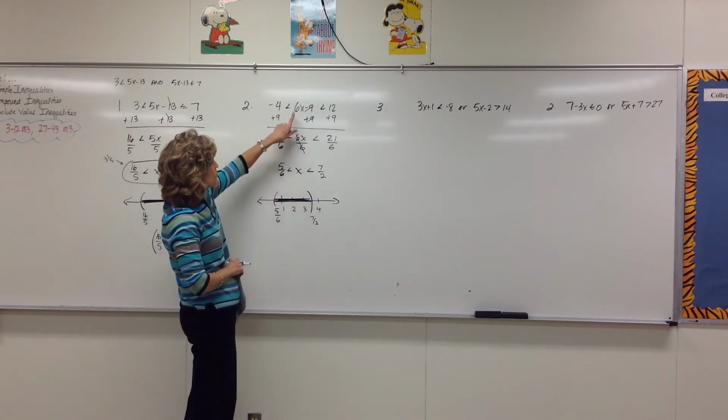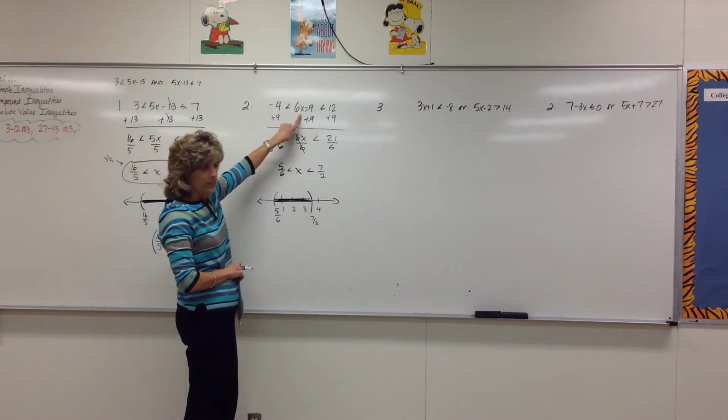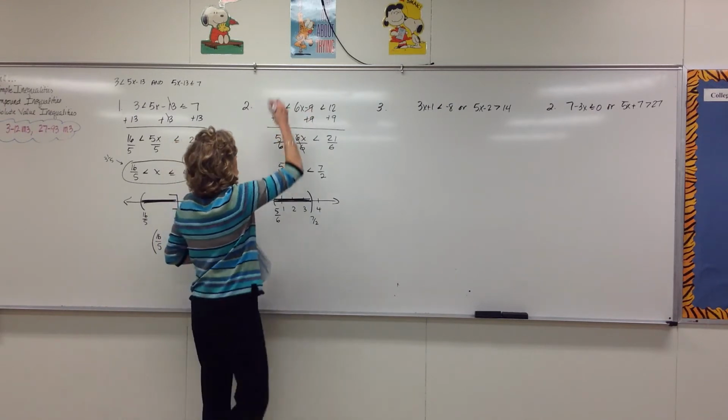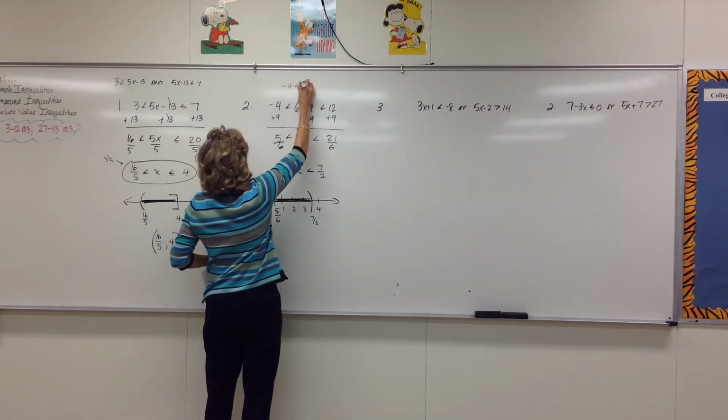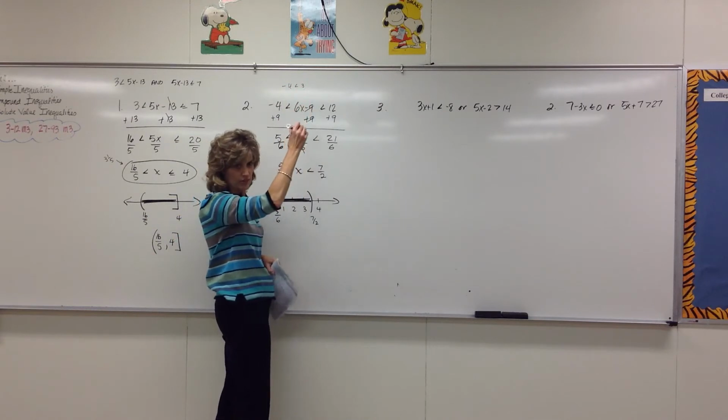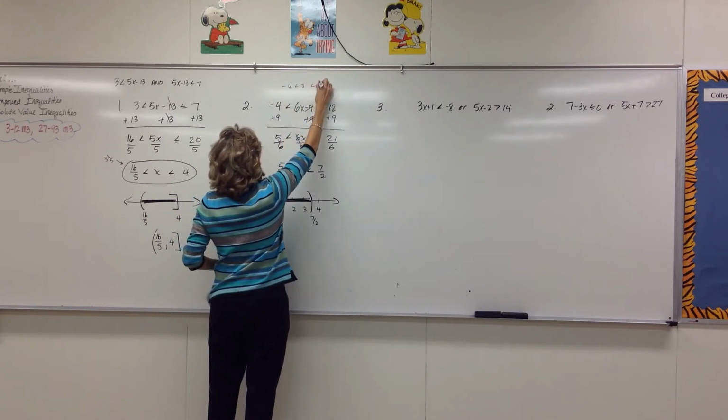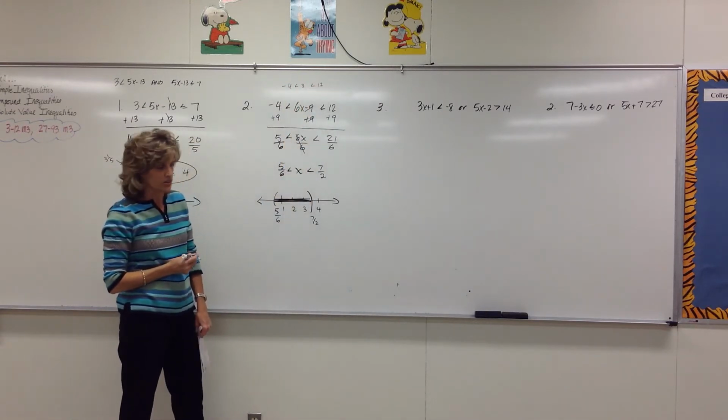If you plug in 2, 6 times 2 is 12. 12 minus 9 is 3. So that would give us -4 is less than 3. That's true, right? And 3 is less than 12, that's also true.